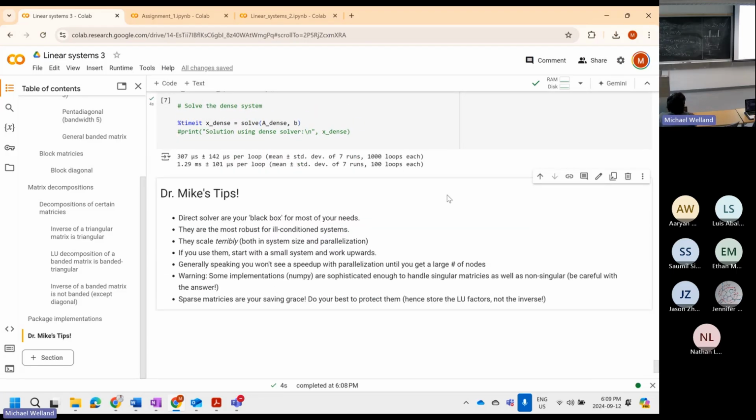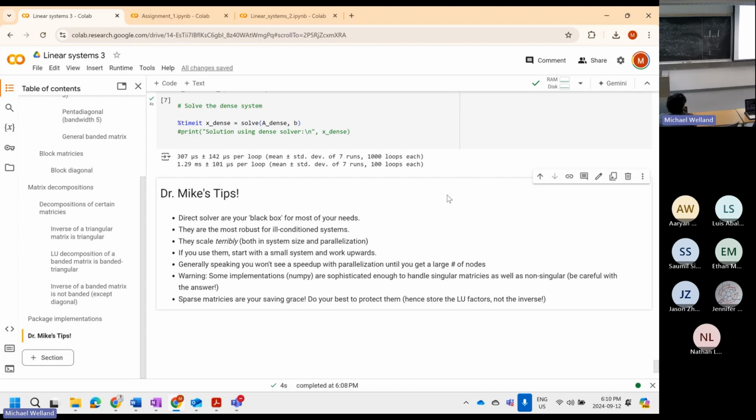Okay. General tips for doing this sort of thing. First of all, direct solvers are your black box for most of your needs. They're going to be your default, and 9 times out of 10, if not 99 out of 100, it's going to work. They're by far the most robust. They even work for ill-conditioned systems, which are great. You don't have to worry about that. They scale terribly, absolutely horrendously. They'll get big, and at some point, you're going to run out of RAM on your computer. So you're going to beg your supervisor to get you more RAM, and you're going to be able to increase your problem size by like 5%, and then you're going to be into the same problem again.